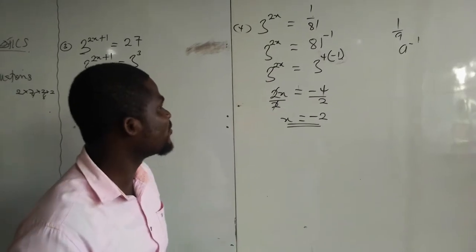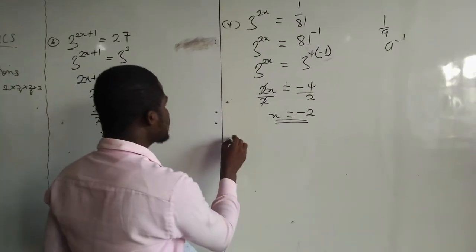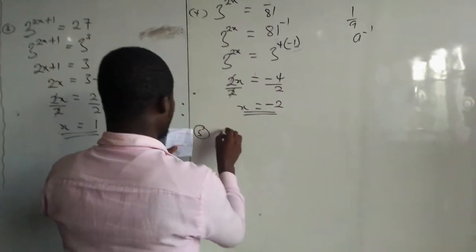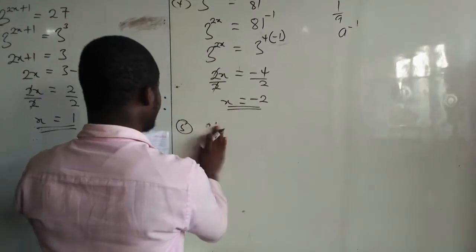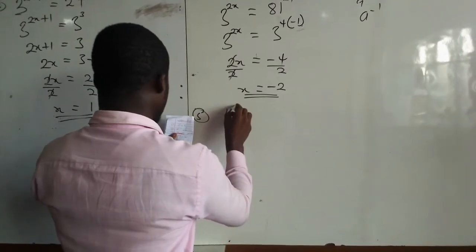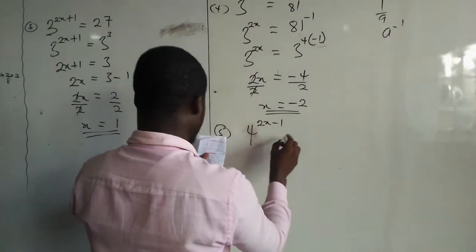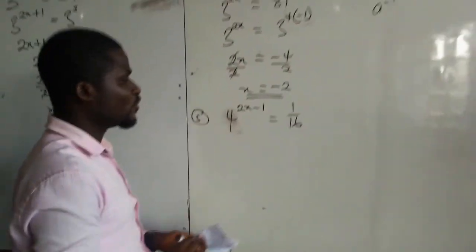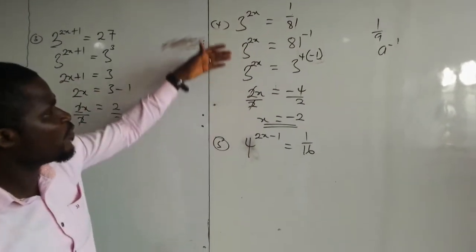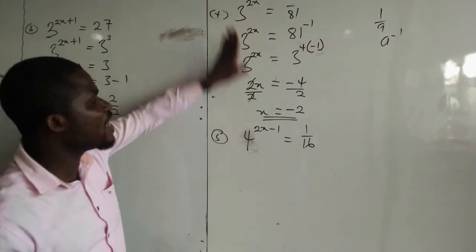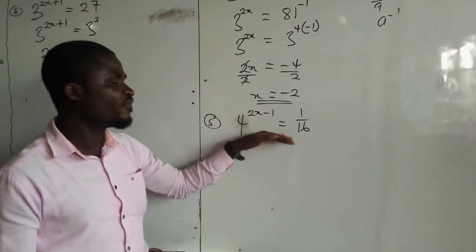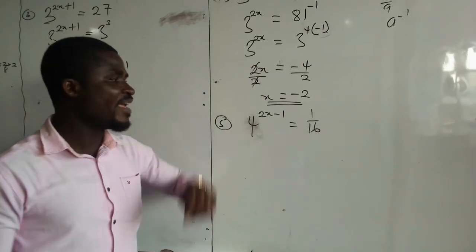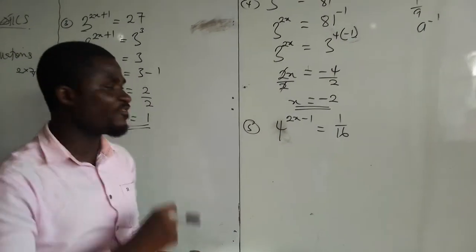I will reply you. Now, I want you to try this example for me. The last example. Try it for me, okay? So we have 4 exponent 2x minus 1 equals 1 over 16. Good. Now, the way we did example 4, the same procedure we are going to use for example 5. Try and submit your work. I will check it for you.